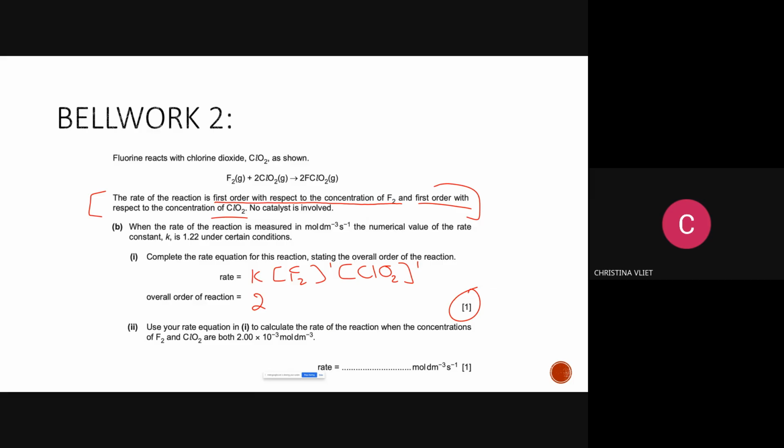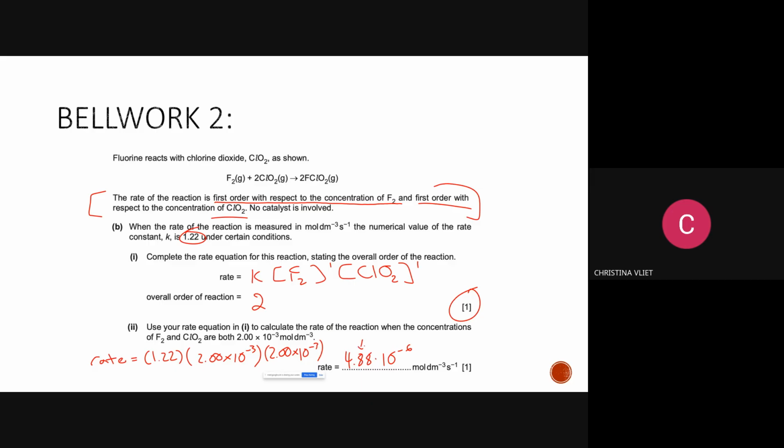Last question here. We did something like this in the last lesson where you plug in the numbers to figure out what is the rate. So they've given you the k is 1.22. They've given you the concentrations for both. So you literally just have to say rate equals 1.22 for k. And then it's 2 times 10 to the negative 3 times 2 times 10 to the negative 3, which I plugged in my calculator as 2 times 10 to the negative 3 squared, I'm pretty sure. And then a lot of you got this correct. It was 4.88 times 10 to the negative 6.